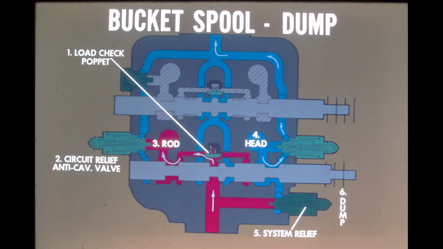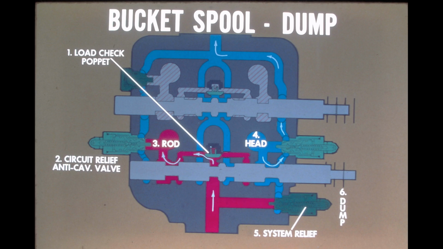When the bucket spool is moved out to the dump position, the flow of oil through the open center passage is stopped. Oil flows around the spool and immediately builds pressure sufficient to overcome static line pressure. It opens the load check poppet and flows out the port to the rod end of the cylinder. This forces the cylinder to retract, causing the bucket to dump.